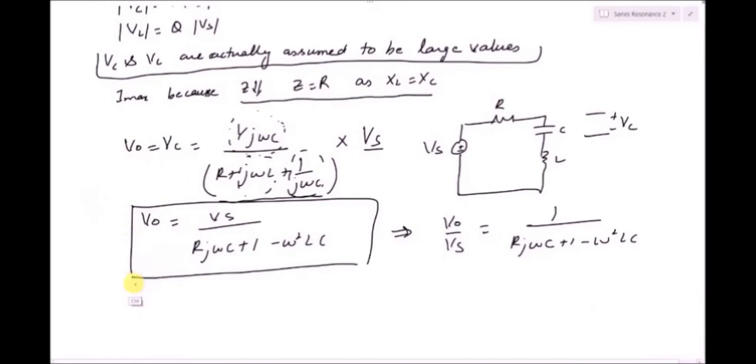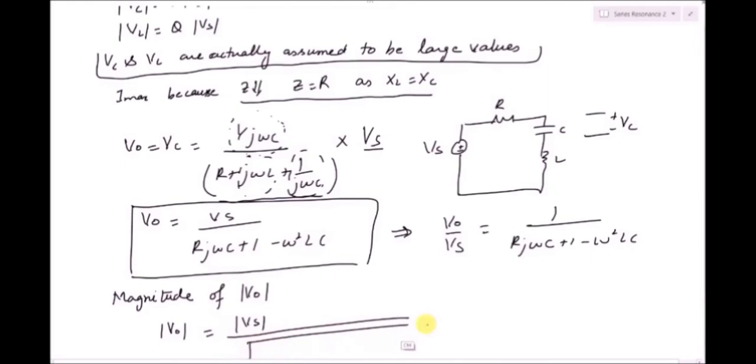Now if I have to find the magnitude of the output voltage, that will be V0. V0 is equal to Vs divided by under root of (1 minus omega square LC) square plus (omega CR) square.